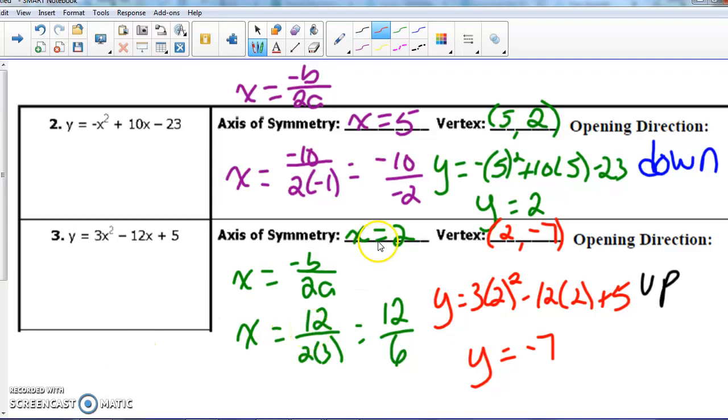So the axis of symmetry was at x equals 2. Coordinates of my vertex were at 2. Plug it in, and I get negative 7.